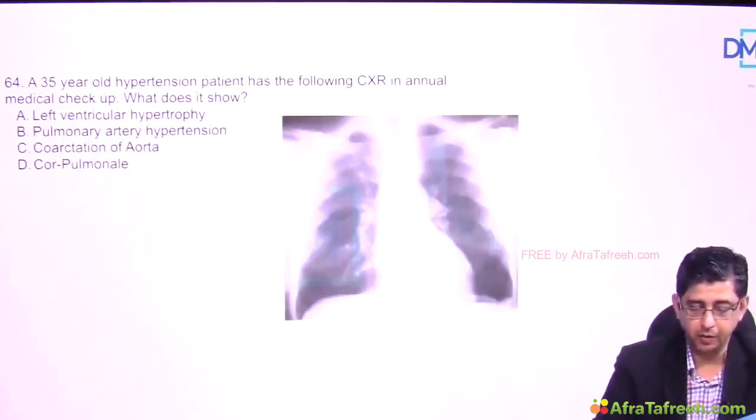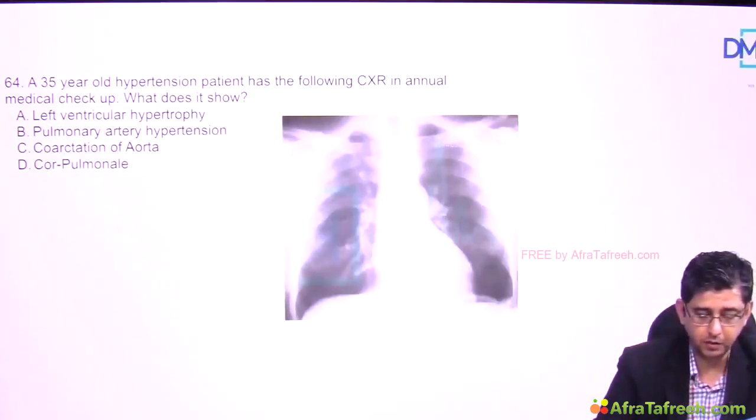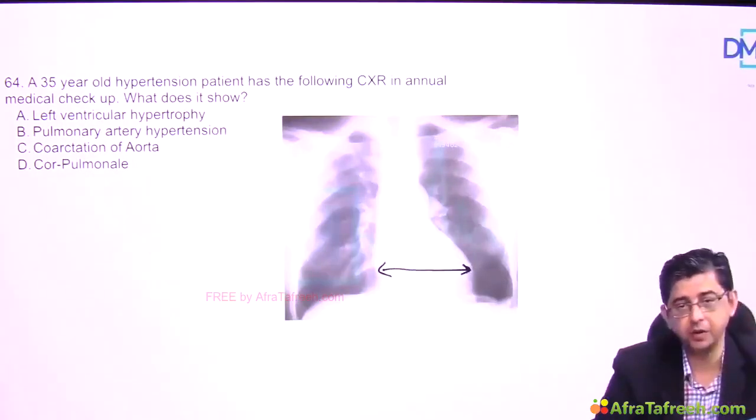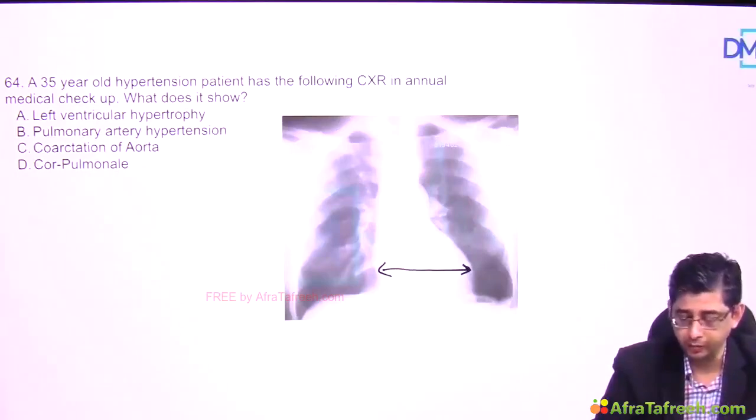A 35-year-old hypertensive patient has the following chest X-ray in an annual medical checkup. What does it show? One, he says left ventricular hypertrophy. In left ventricular hypertrophy, the cardiothoracic ratio of the patient should be significantly increased. In this case, the cardiothoracic ratio looks pretty decent and looks normal. So I would not like to keep that as an answer at the moment.